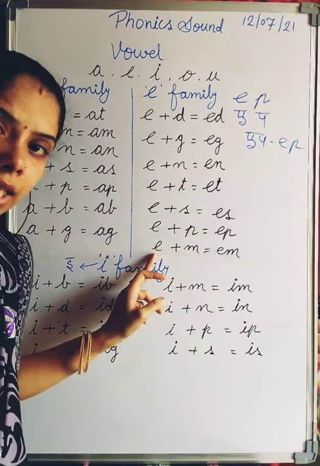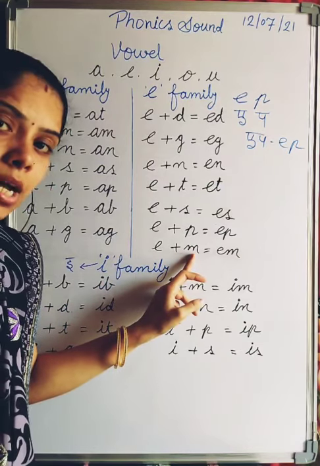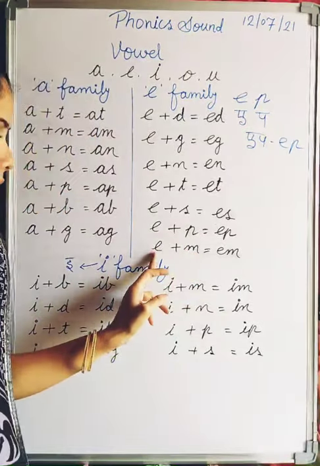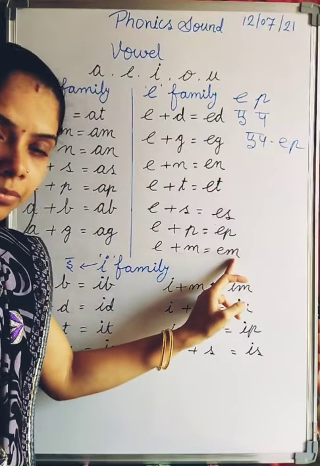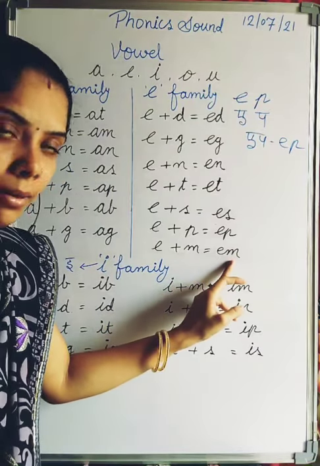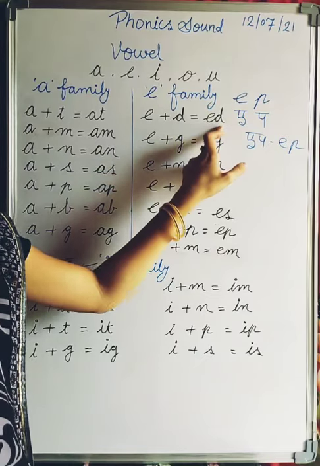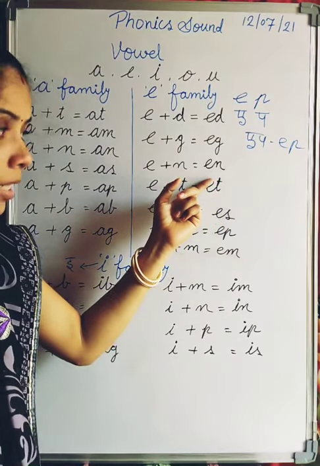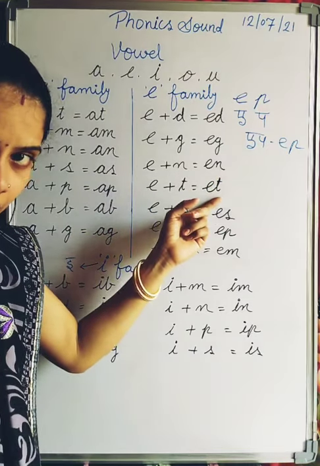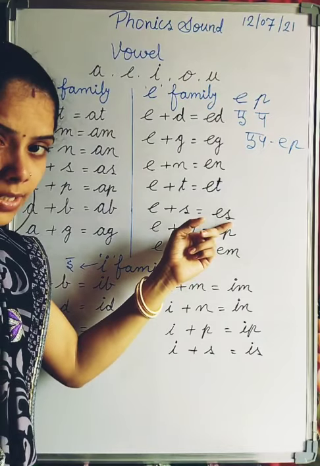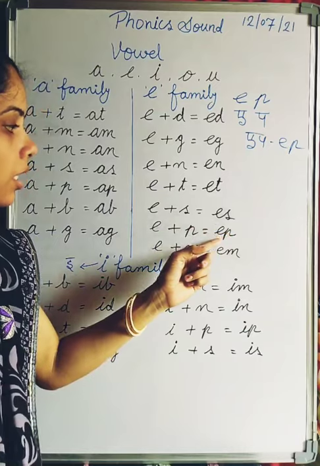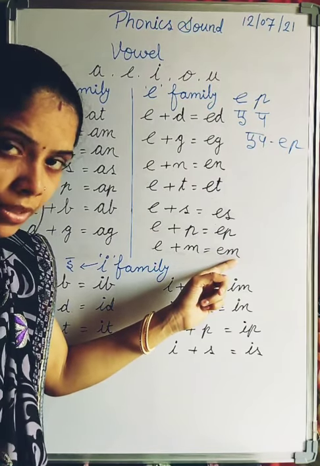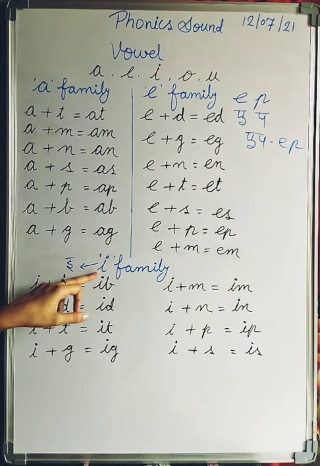E, M. The sound of this E? A. And this M sounds M. E, M. E, D, egg. E, N. E, T, H. E, S, S. E, P, F. E, M, M. Okay.